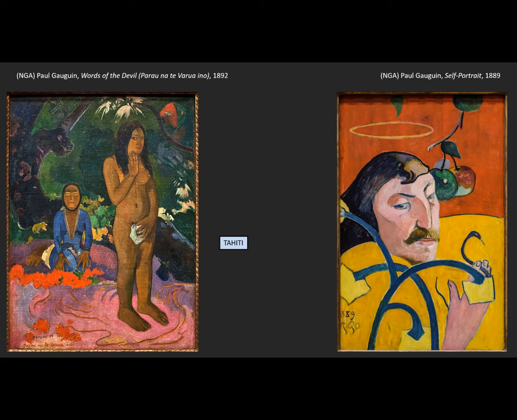So there's every possibility that she is listening to the words of the devil, and we are left with this open-ended question of whether or not the words are coming from this figure in the background or from the guy on the other side of the canvas, who is Gauguin.